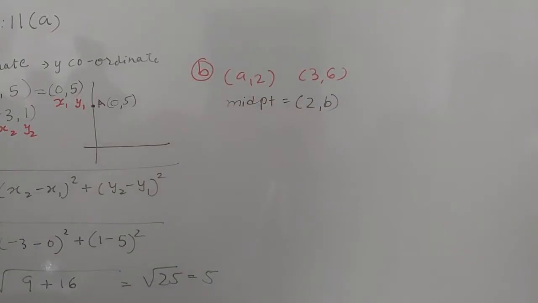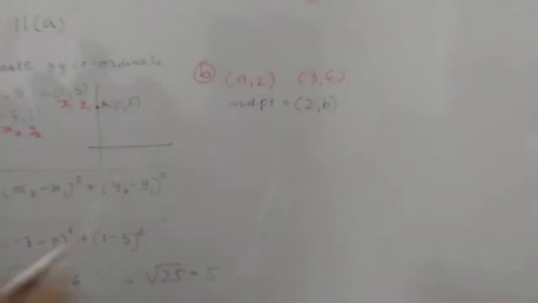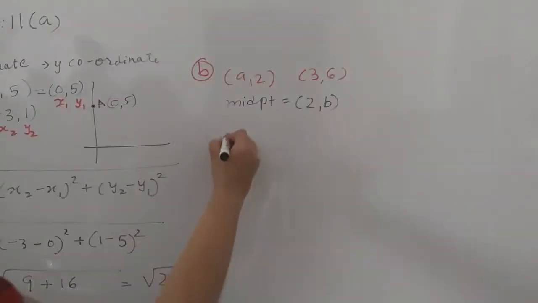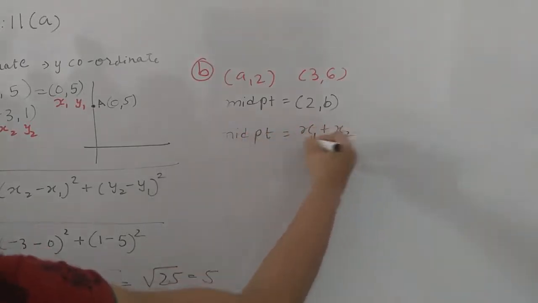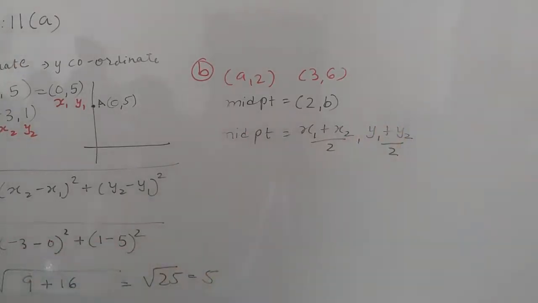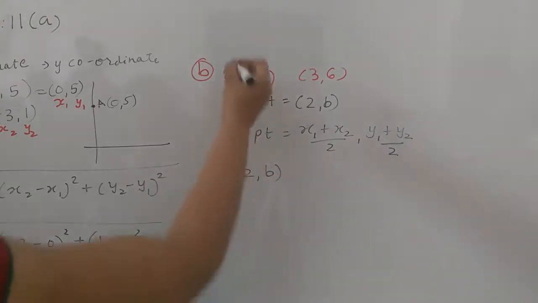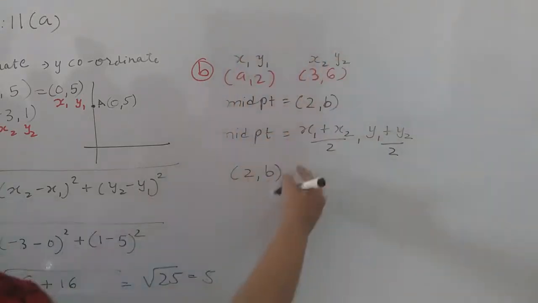Okay, then find the numerical values of A and B. We want to find numerical values. So here we apply our midpoint formula. Midpoint is equal to x1 plus x2 by 2 and y1 plus y2 by 2. Now the midpoint is already here, 2B. So I substitute it here, and you see this is our x1 y1 and x2 y2.